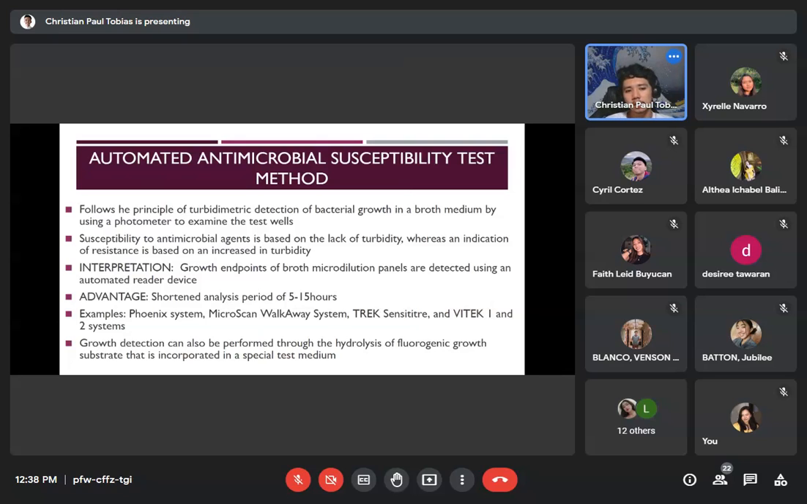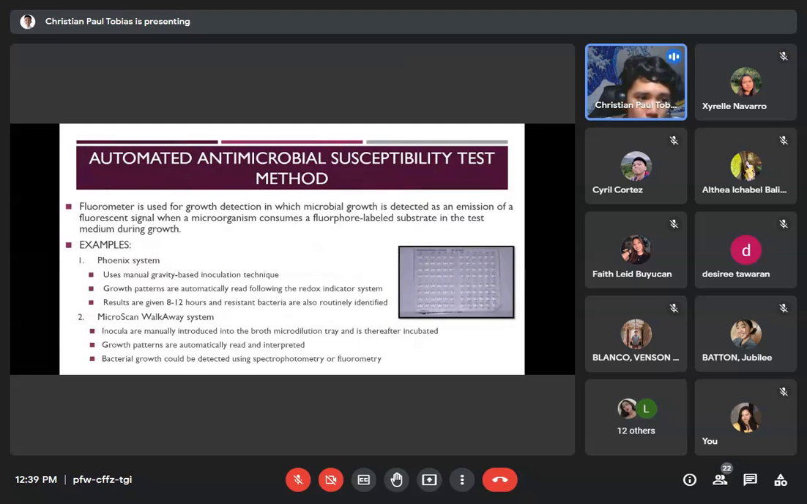Sensititer, and Vitec 1 and 2 systems. Vitec 1 and Vitec 2 systems. So growth detection can also be performed through hydrolysis of fluorogenic growth substrate that is incorporated in a special medium. So we go to your examples. Your Phoenix system, okay, this uses a gravity-based inoculation technique, which I never know, and I never use Phoenix system. Okay, pero ang gamit sa Phoenix system and Microscan is this one.